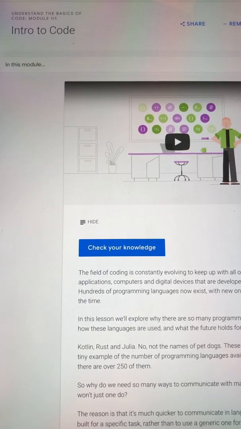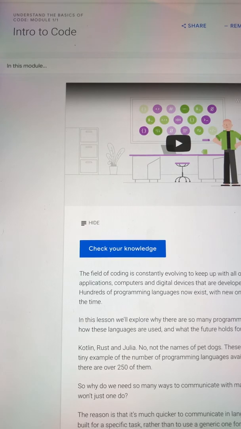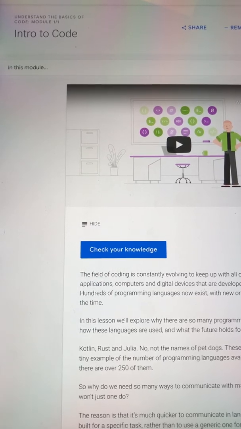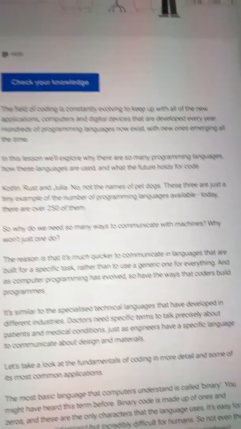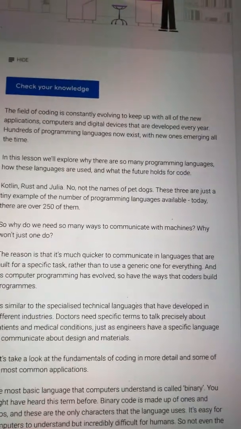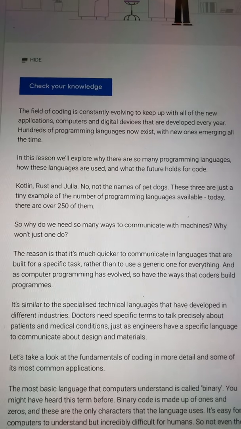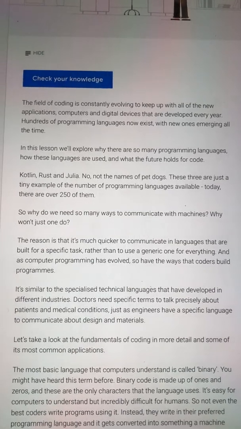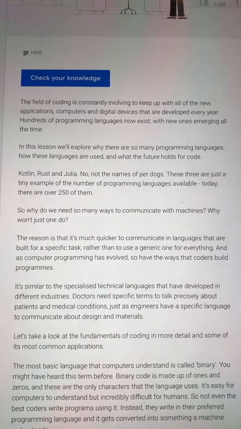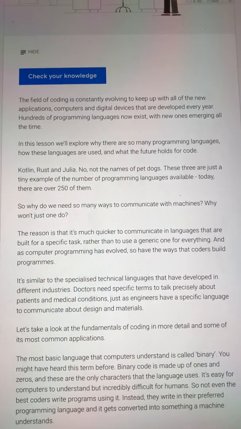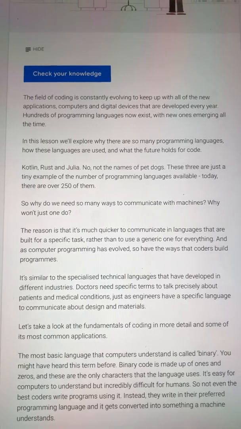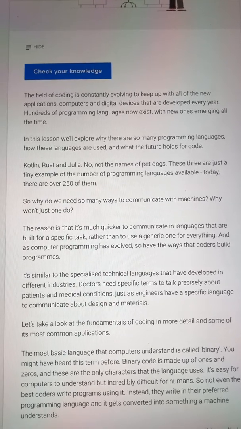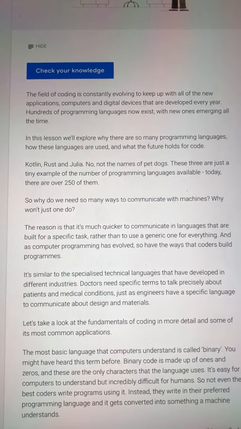Today I'm going to do another lesson from Understand the Basics of Code, Introduction to Code. So today's topic is the field of coding. The field of coding is constantly evolving to keep up with all of the new applications, computers, and digital devices that are developed every year. Hundreds of programming languages now exist, with new ones emerging all the time.